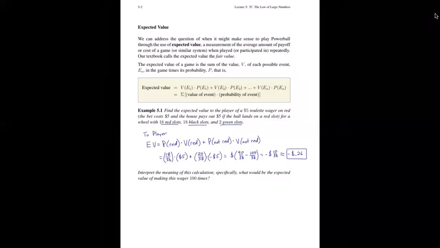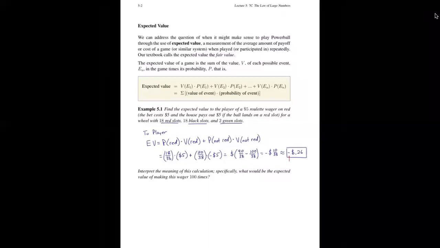Okay? Now, what we see immediately is that the player's expected value is a negative number. We should keep that in mind. That's probably a bad thing, right? It kind of suggests to us that the player will lose money somehow. But the player never loses exactly 26 cents. After all, each of these bets is $5. You either gain 5 or you lose 5.